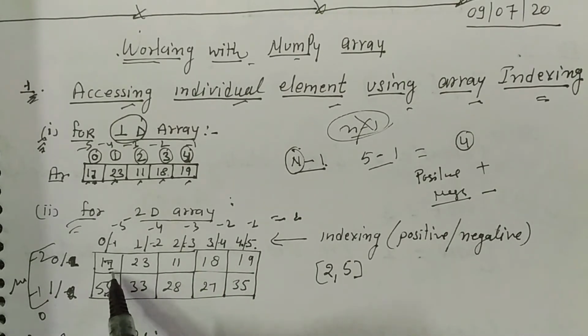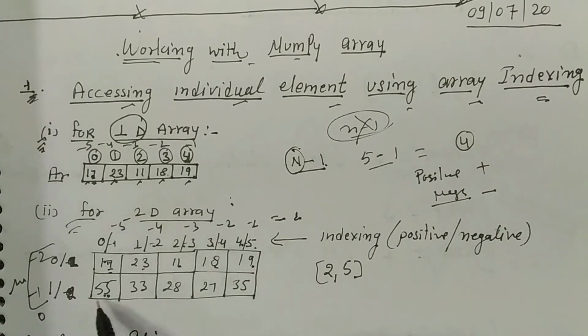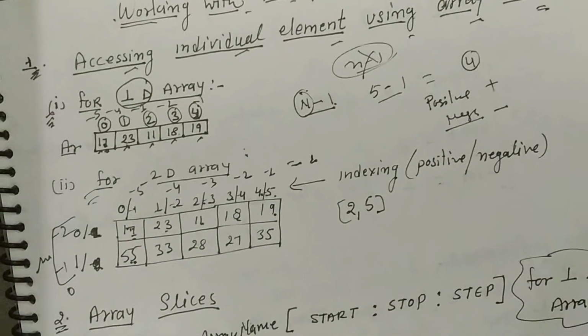Here both positive and negative indexing are present. Students, first we have 17, 23, 11, 21 and 19 in the first row, and in the second row 55, 33, 28, 27, 35. Okay, indexing is clear.